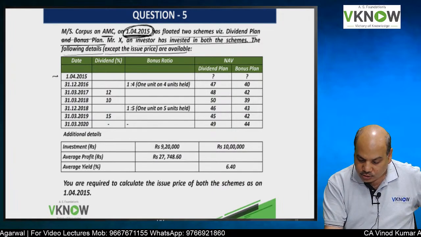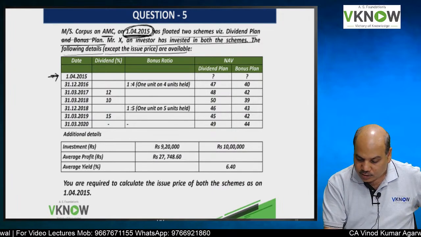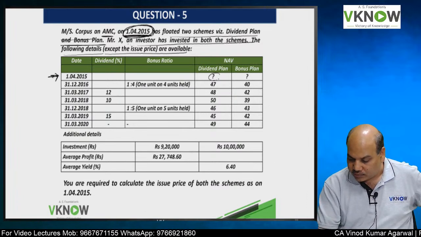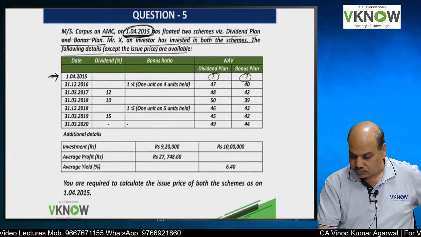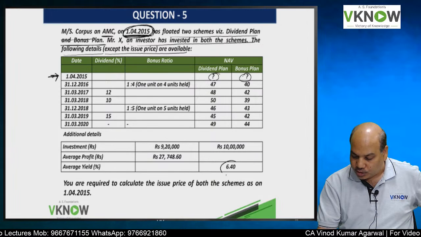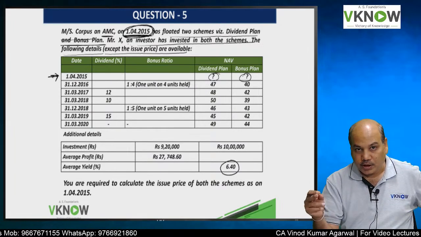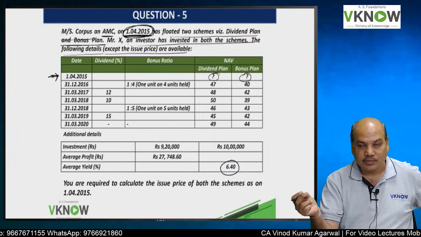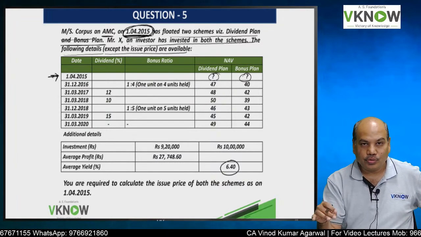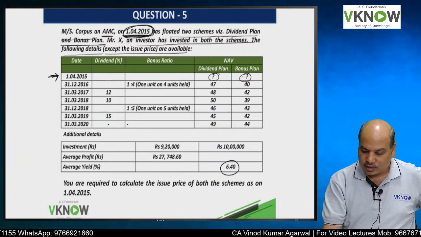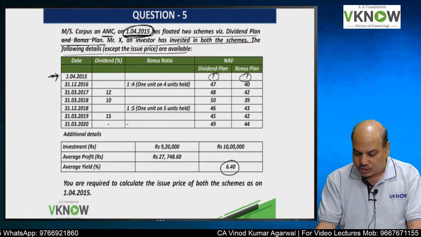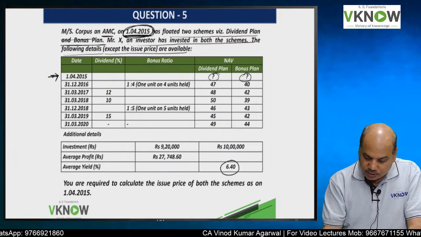In all questions you have solved in classroom, probably they have given you the issue price here, and you had to compute the yield. This time it is reverse. Issue price on the first day is missing. Return is given to you. So do reverse working and find out what is the issue price.